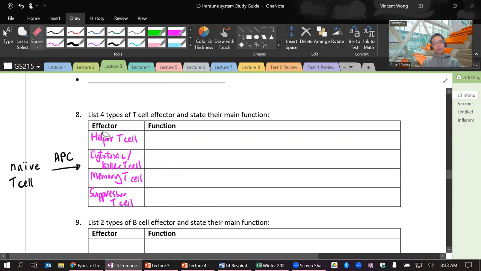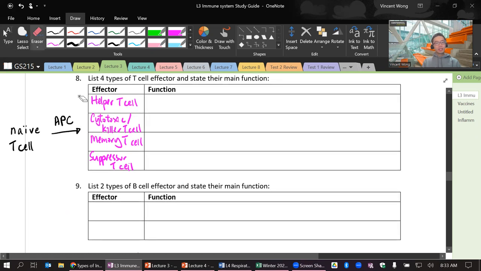The helper T cells are responsible for activating the naive B cell. And so similarly, in this situation, we have naive B cell. Now the B cells stay in the bone marrow. They don't move to the thymus. That's why they're called B cells, B for bone marrow, T for thymus. And this will require the helper T cell. Okay, so that's what they do. They activate the naive B cells.